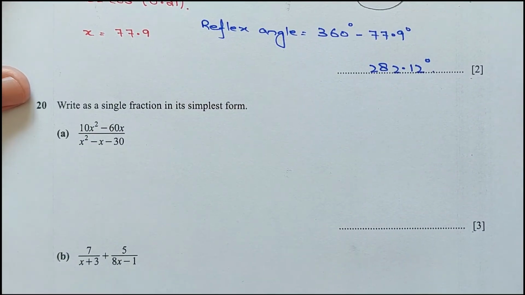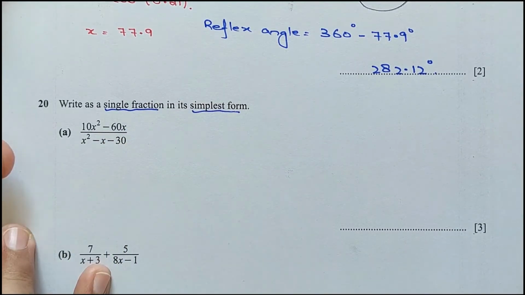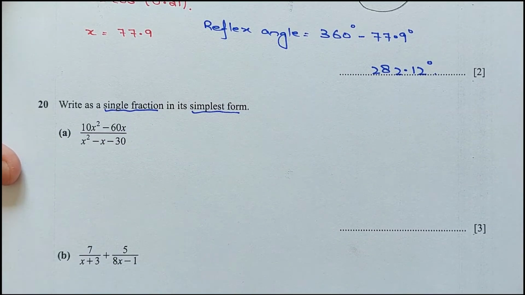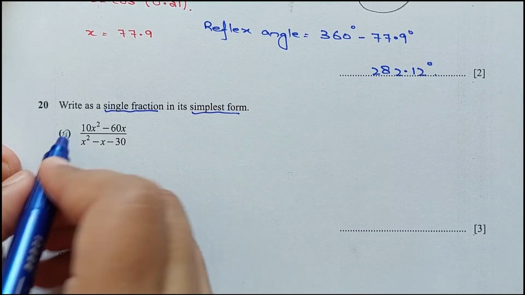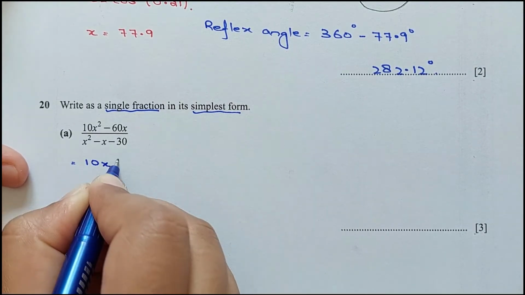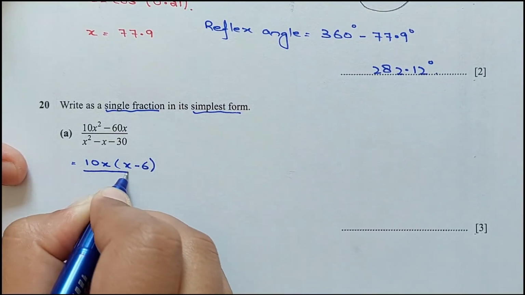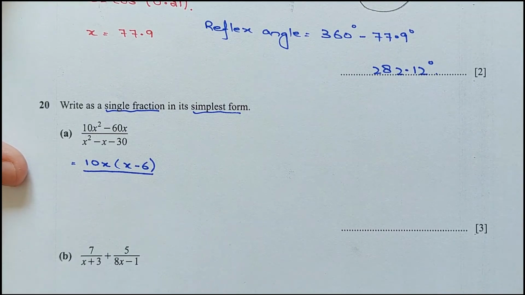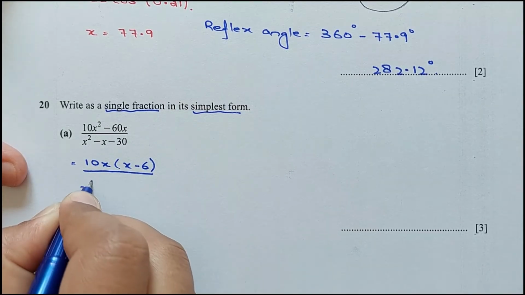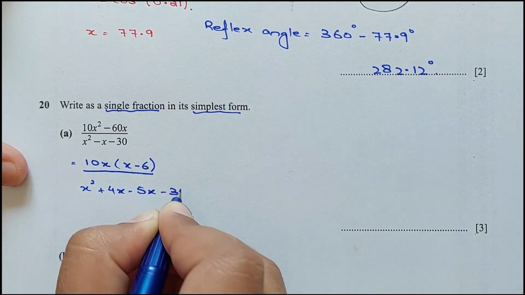Question number 20, write as a single fraction in its simplest form. As a single fraction and in the simplest form, right? So we simplify the numerator and the denominator. From the numerator we have 10 and 60. We can take 10 common, and x is also common. We are left with x minus 10 times 6 is 60. In the denominator we have a quadratic expression. We have to factorize, so it is 30, and 5 times 4 is 30, and 4 minus 5 is negative 1. So x square plus 4x minus 5x, breaking the middle term, negative of 30.